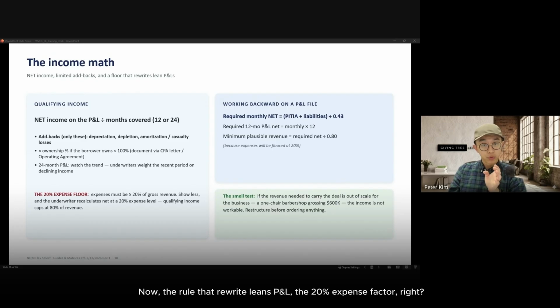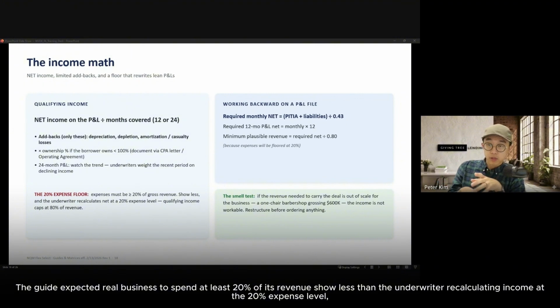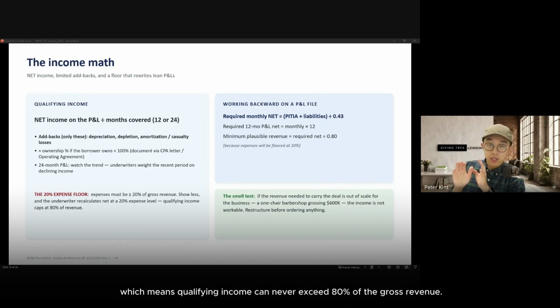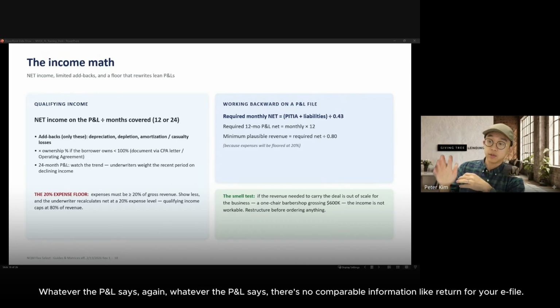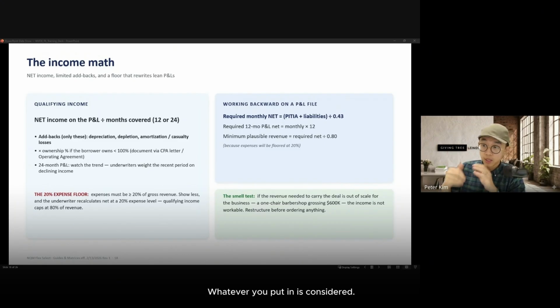Now, the rule that rewrites the P&L: the 20% expense factor. The guide expects a real business to spend at least 20% of its revenue. If the P&L shows less, the underwriter recalculates net income at the 20% expense level, which means qualifying income can never exceed 80% of the gross revenue, whatever the P&L says. Again, whatever the P&L says. There's no comparable information like return or VOE in the file. Whatever you put in is considered.